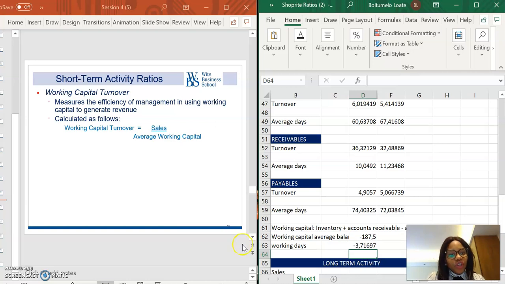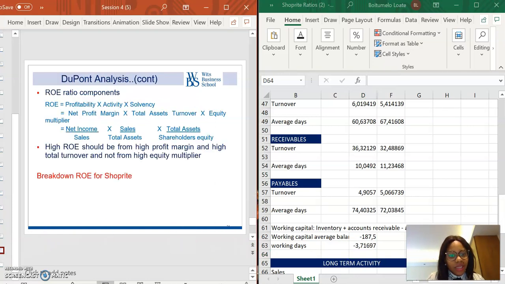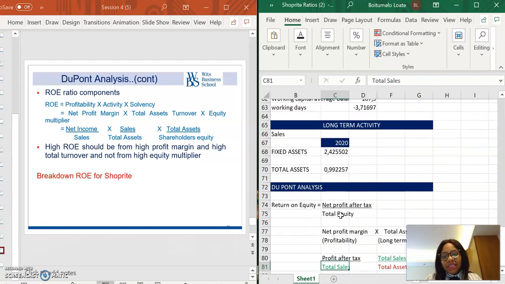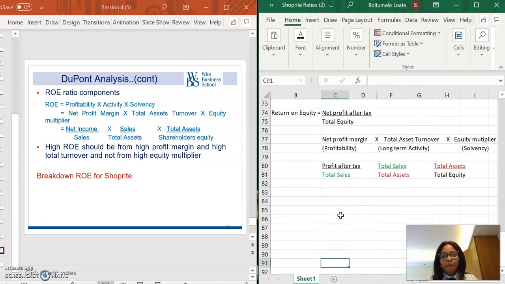Then the last ratio I wanted to touch on, which I always highlight in a lot of the sessions that I cover when I cover financial ratios, is your DuPont analysis. DuPont analysis basically takes your return on equity. And what is return on equity made up of? It's your net profit after tax. So it's your net income or net profit after tax, and then you divide that by total equity.